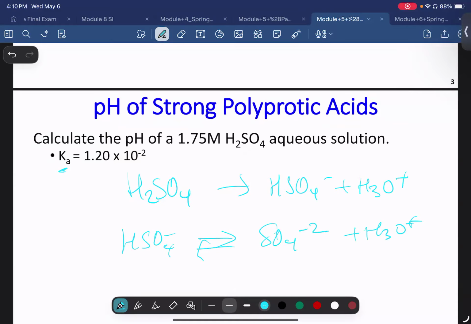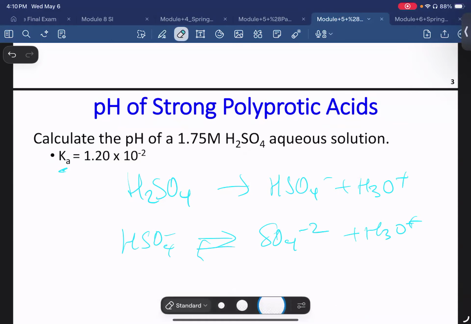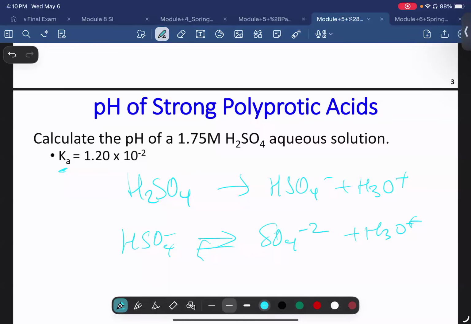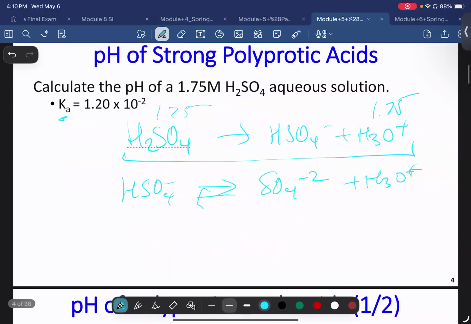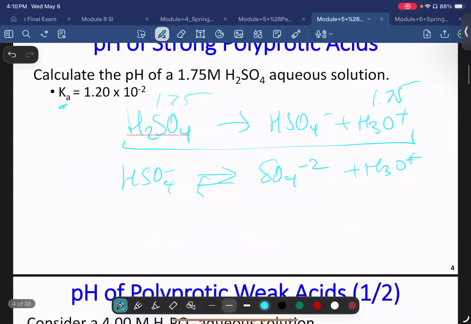So this is the whole idea with this. You want to make sure you understand that this is a one-to-one thing that's happening. Like if this is 1.75, this is going to also equal 1.75. But then here, you're going to get a Ka value of something. And so even though this is 1.75, this is 1.75, you're not going to add 1.75.